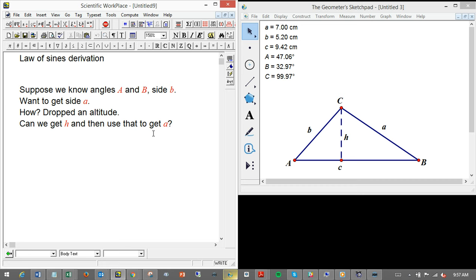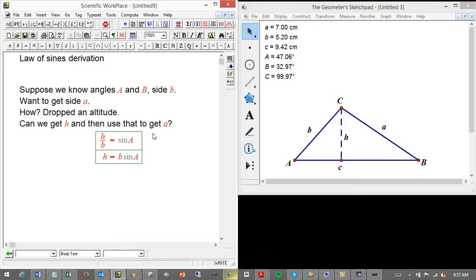And indeed we can. In the left-hand right triangle, we know that H over B, that's opposite over hypotenuse, is going to be sine of that angle A. So in other words, as is very often the case, we clear the fraction, and we get that the opposite side is the hypotenuse times the sine of the angle.